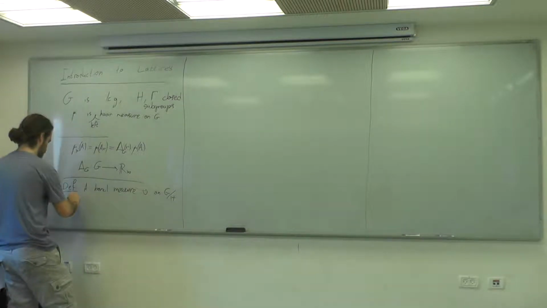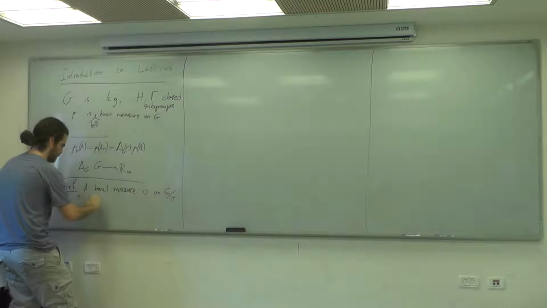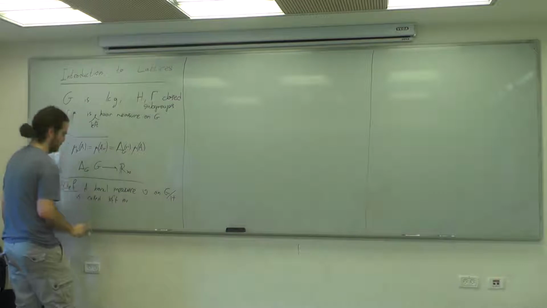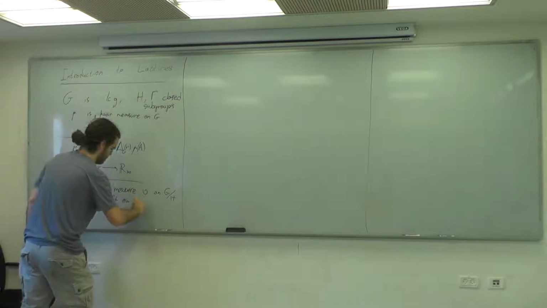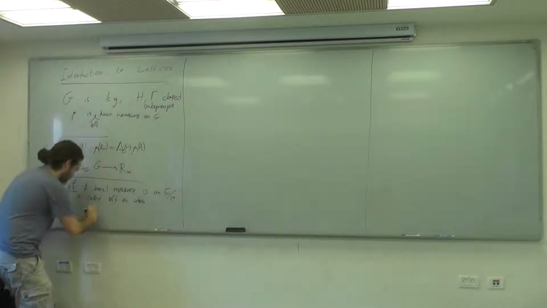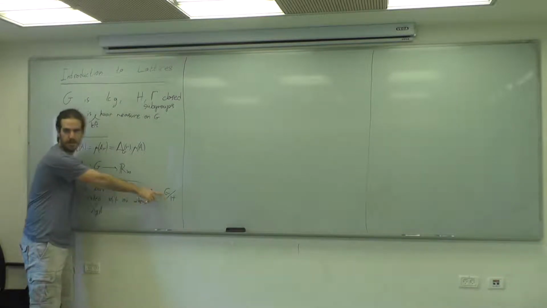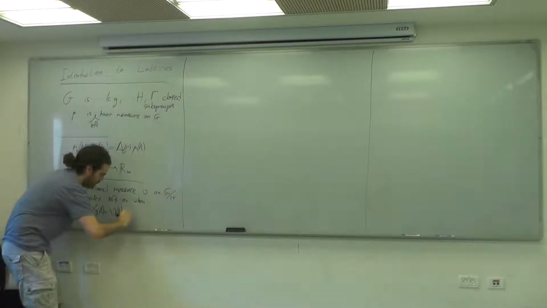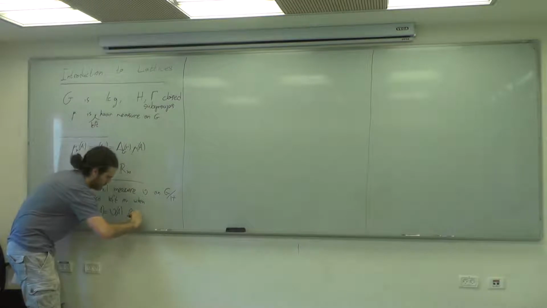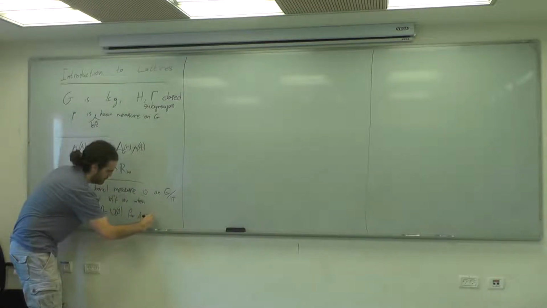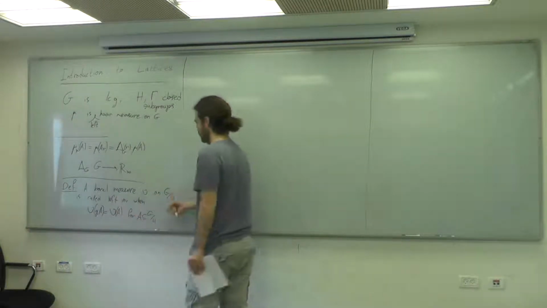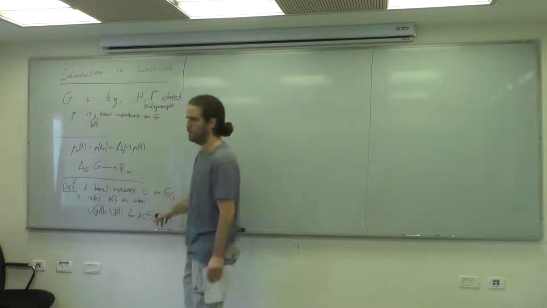It is called left invariant when nu of gA equals nu of A, for A inside G mod H, where G acts on this by left translations. So we'll be interested in invariant measures on G mod H.